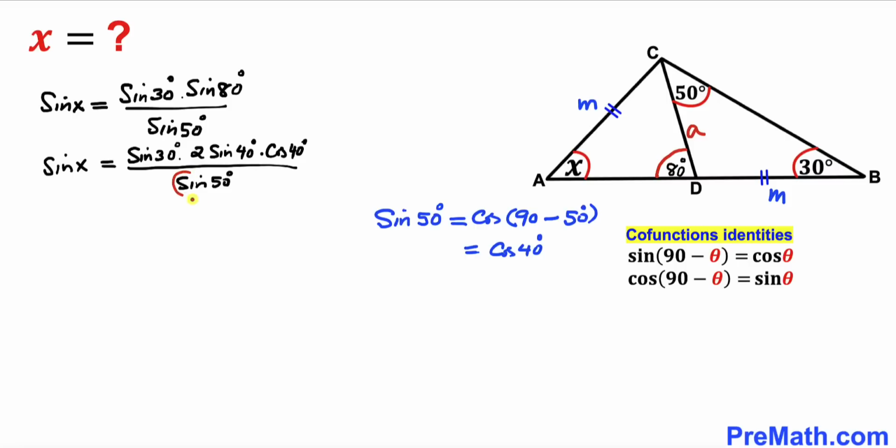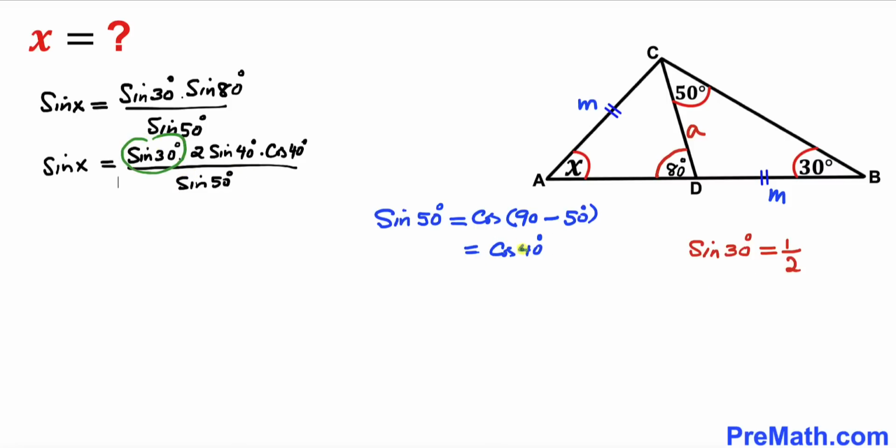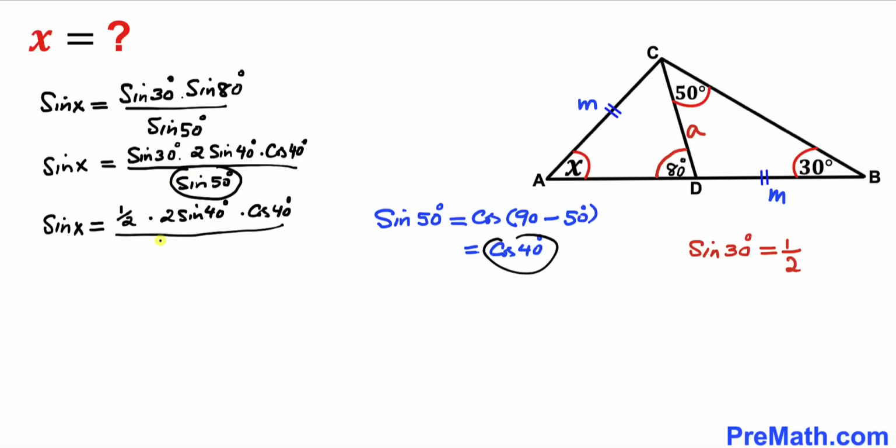So therefore I'm going to replace this sine of 50 degrees by this cosine of 40 degrees. And moreover we know sine of 30 degrees is 1 divided by 2. So therefore I'm going to replace this sine of 30 degrees by 1 divided by 2 as well. So therefore this equation is going to become sine of x equals to 1 divided by 2 times 2 sine of 40 degrees times cosine of 40 degrees all over cosine of 40 degrees.